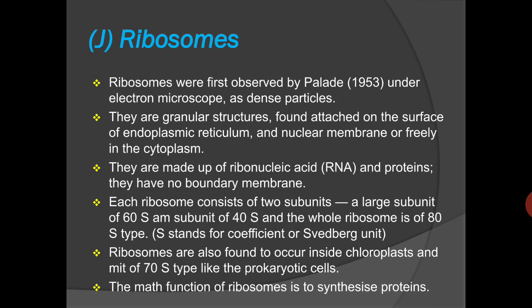Another very important cellular organelle is known as the ribosomes. Ribosomes were first observed by Palade in 1953 under an electron microscope as very dense particles. They are found in the form of granular structures attached to the surface of the endoplasmic reticulum and nuclear membrane, and sometimes freely inside the cytoplasm. They are made up of nucleic acid, RNA, and protein, and have no boundary membrane.